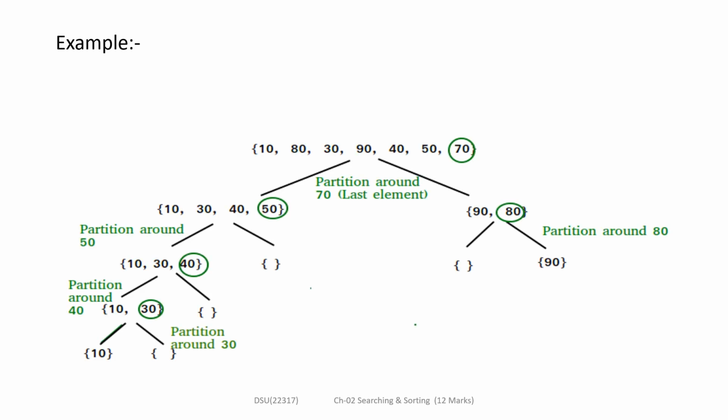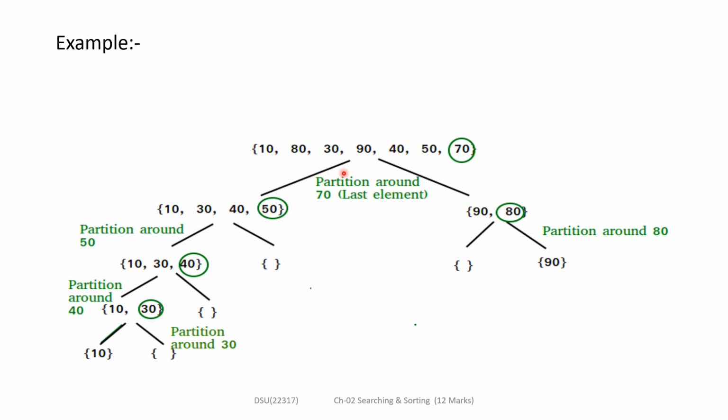Now we will see an example for quick sort. These are the elements of a list: 10, 80, 30, 90, 40, 50, 70. 10 is at A[0], 80 is A[1], 30 is A[2], 90 is A[3], and so on, like this.